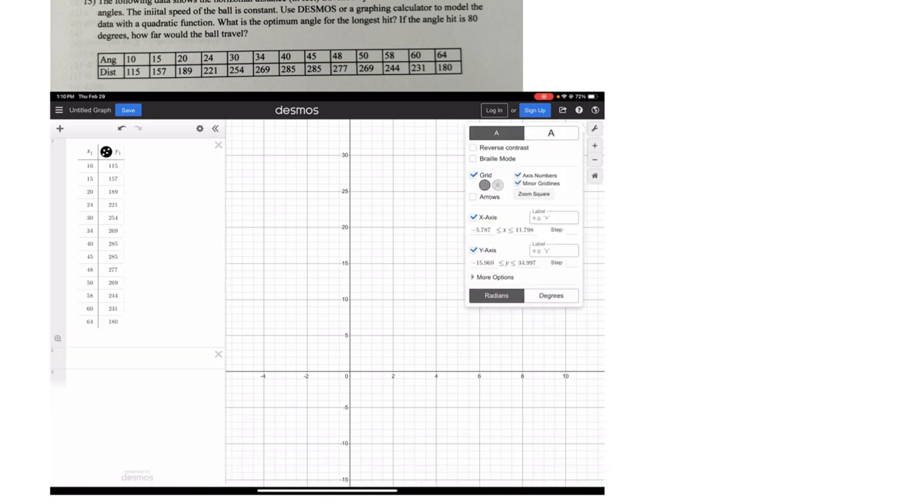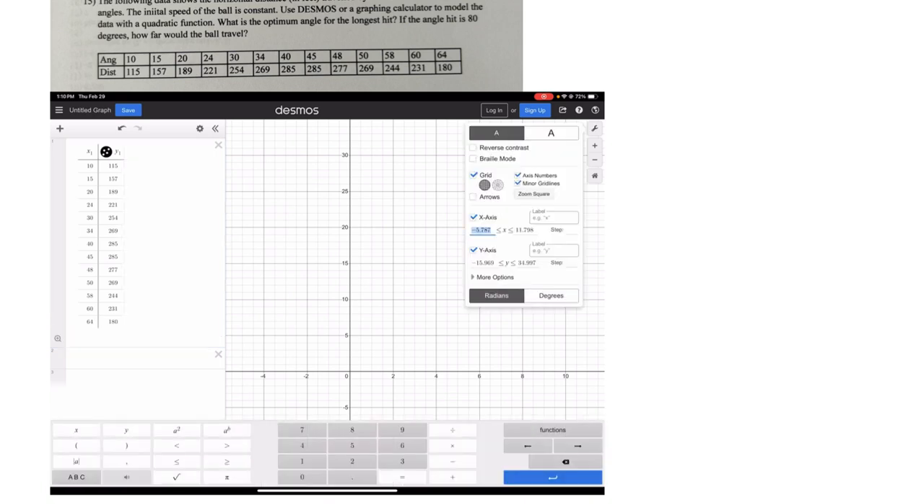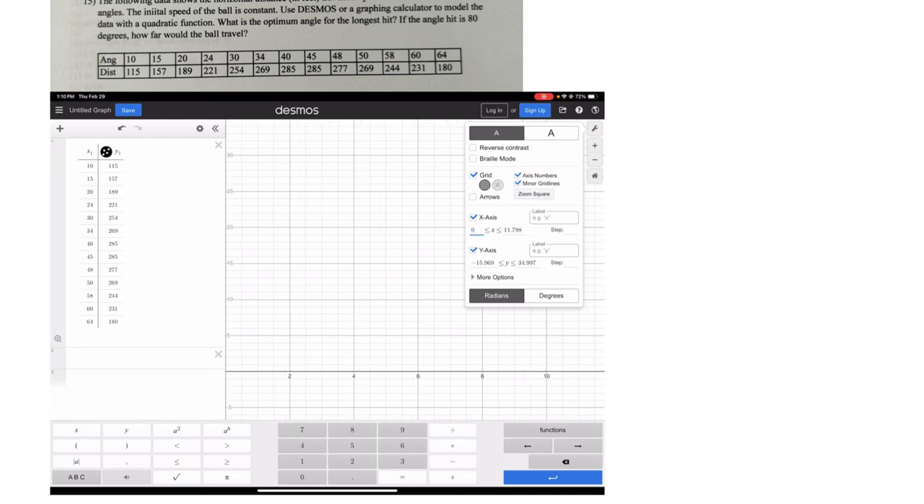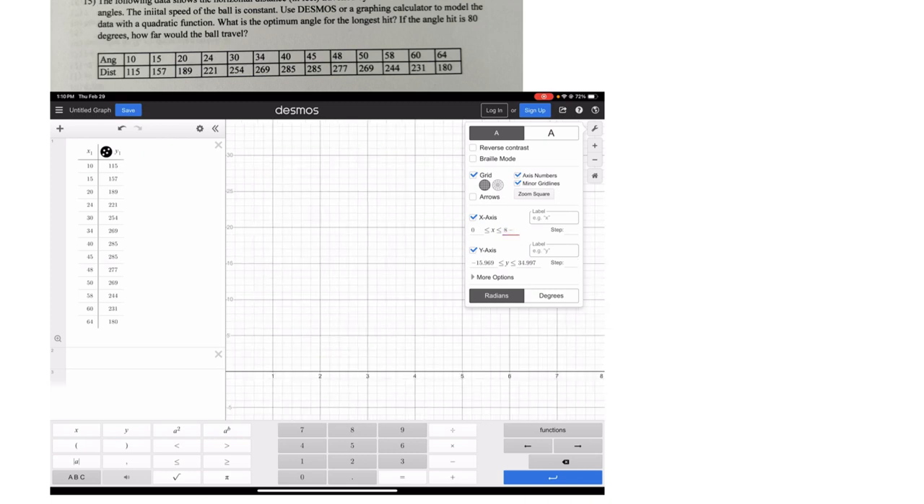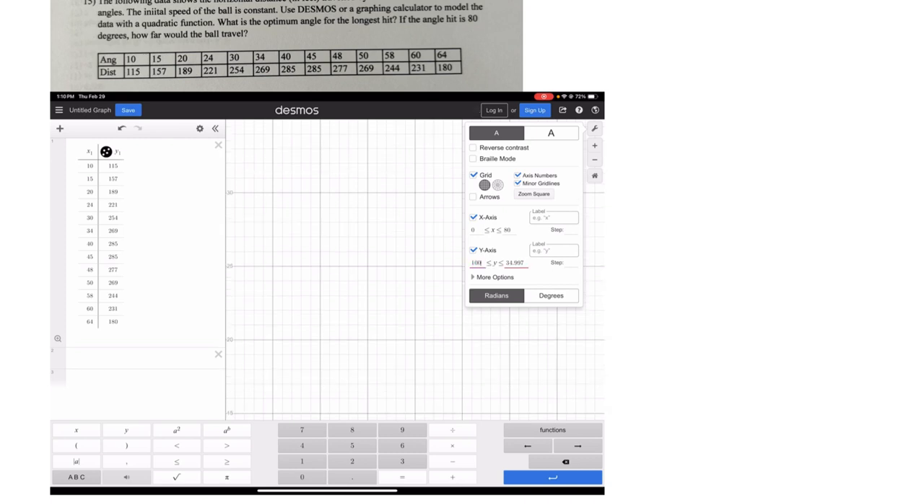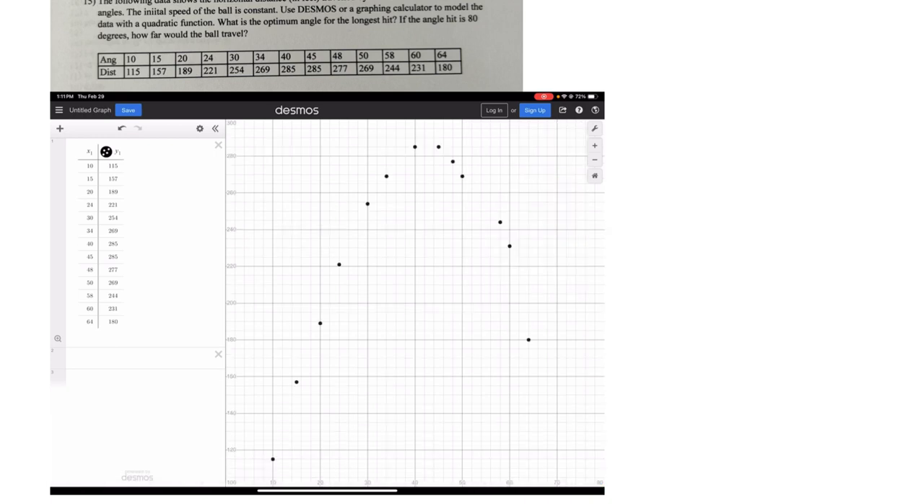So I'm going to hit this wrench there, and I'm going to change my values. The lowest x I have is 10. I'm going to start that a little bit lower, so 0. And the highest x I have is 64. Maybe I'll go to 70. I'll go to 80. Whoops, 80. And then the y values, the smallest one I have looks to be 115, so I'll maybe start at 100. And the highest one goes 285. I'll maybe go to 300. There. Now you can see my dots.